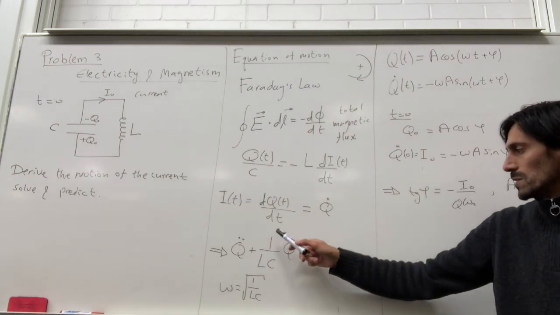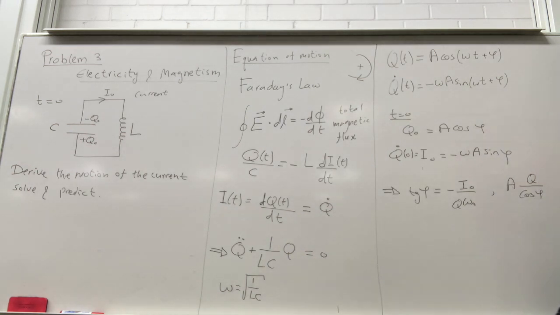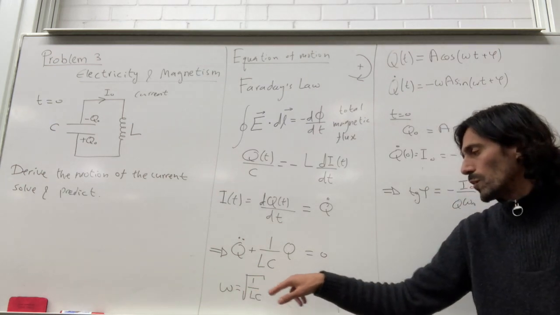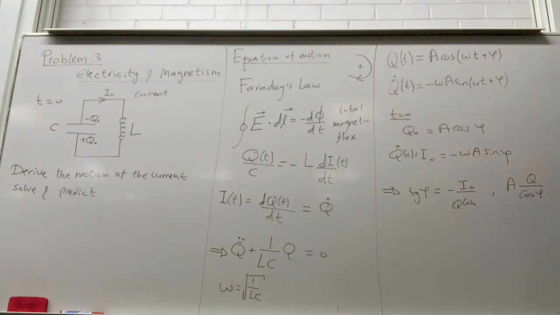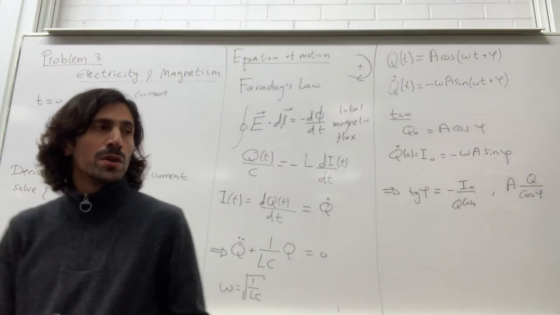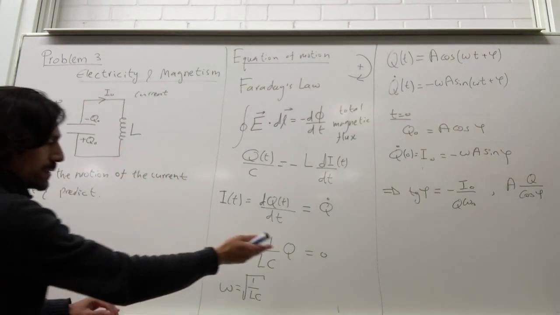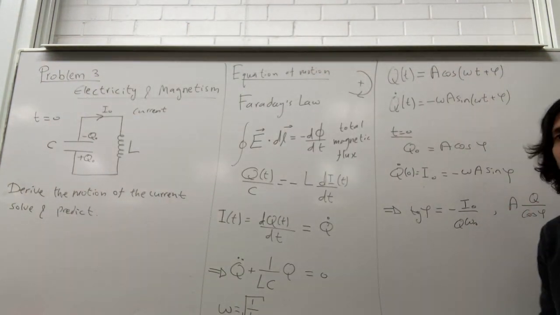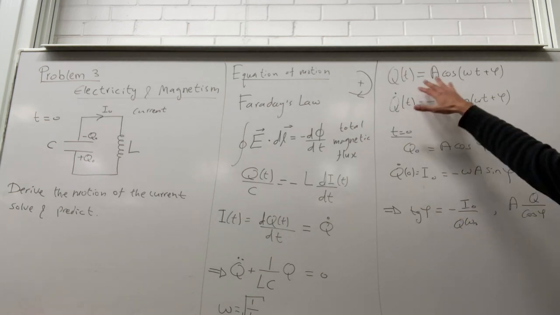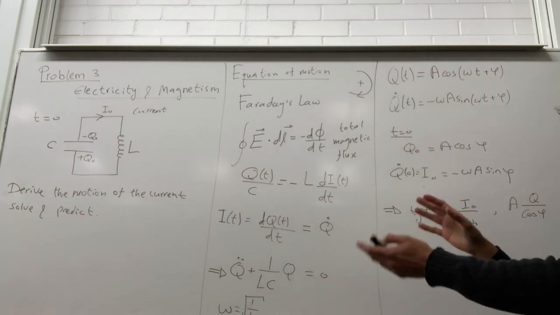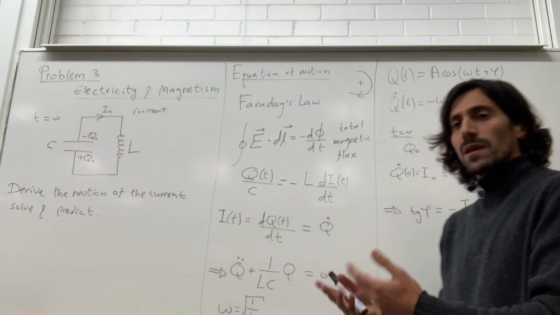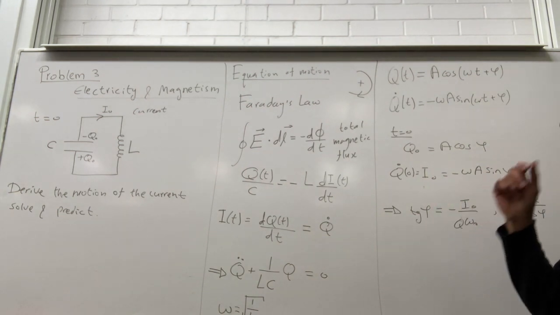Q double dot plus 1 over LC times Q equals 0. And again, this is a simple harmonic oscillator with omega being square root of 1 over LC. So the solution, you know the solution already for the general solution for the simple harmonic oscillator, it would be in this form, right? It is repeating, it is kind of boring, but it's important to see the whole process and how we move from the physical problem to mathematical problem. And then the initial conditions can be different, and that's what would actually describe the specific situation.